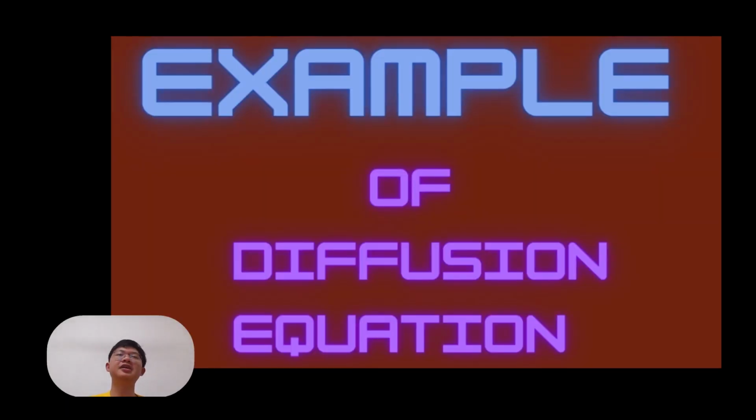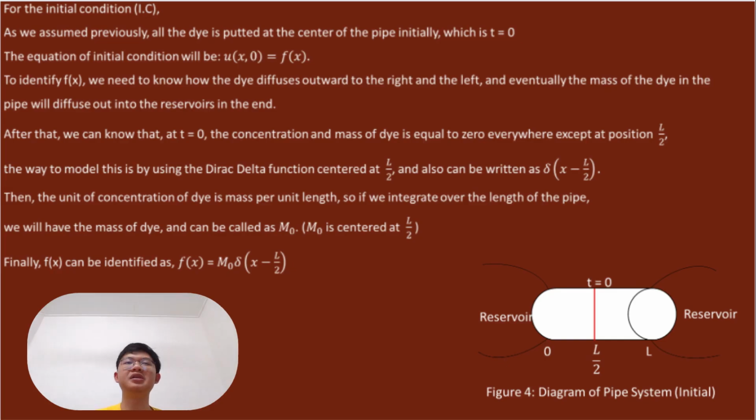Hi, my name is Wang Chenyao, and now I will show the solution of the diffusion equation by using the method of separation of variables. First, let me introduce the PDE of the diffusion equation, which is the partial derivative of u with respect to t equals the diffusion coefficient times the second derivative of u with respect to x.